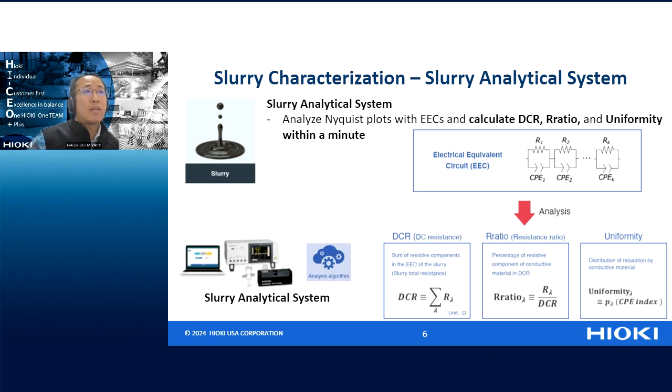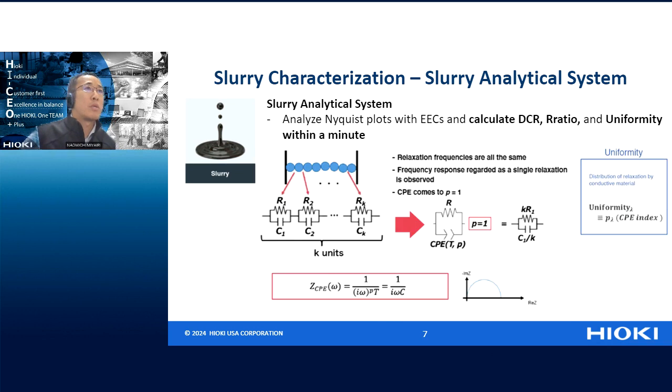And the uniformity is the distribution of relaxation by conductive materials. So these three indicators are calculated. So speaking of uniformity, we use a unified RC circuit.